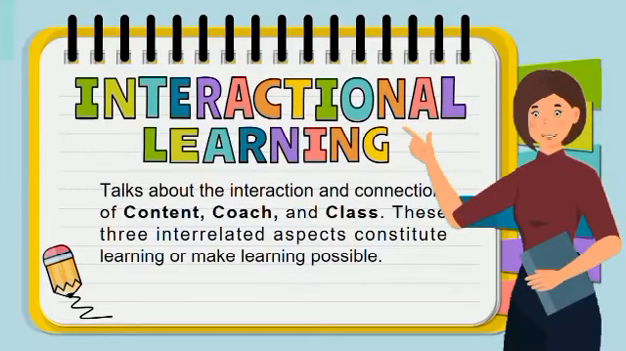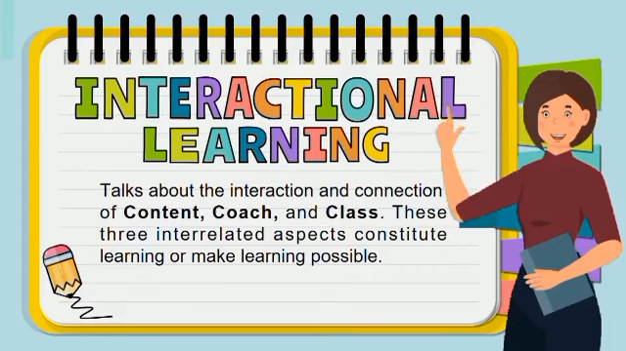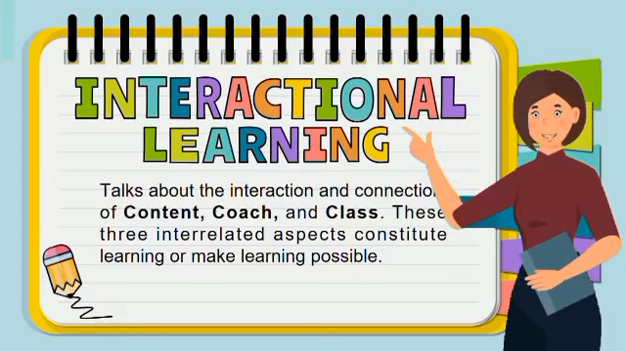Principle 2, Interactional Learning, talks about the interaction and connection of content, coach, and class. These three interrelated aspects make learning possible. For example, excessive content is as bad as eating a salty meal, too much teacher presence can make it too sweet, or too much community can make it too sour. So the right balance of these three is needed to make learning take place.